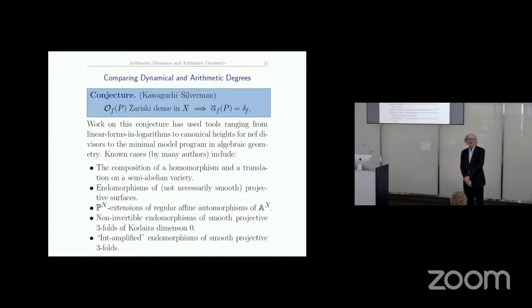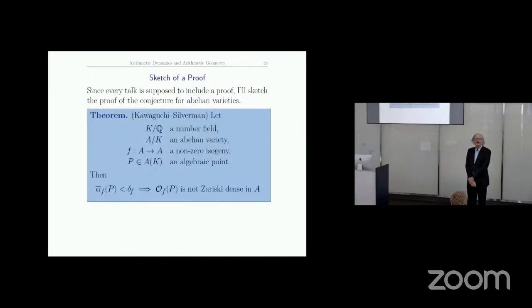Okay, since every talk is supposed to at least sketch a proof, I'm going to sketch very quickly in one slide the proof that Kawaguchi and I did for homomorphisms of abelian varieties. So we'll take an abelian variety. F will be a homomorphism, which is called an isogeny. We'll take a rational point. And I'll prove the contrapositive of the conjecture, namely, if the arithmetic degree is strictly smaller than the dynamical degree, then the orbit is not Zariski dense.